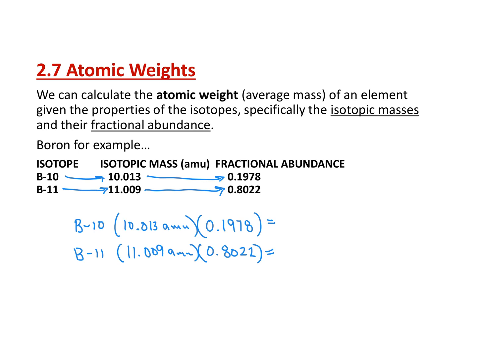So if I multiply 10.013 AMU by 0.1978, I see that the weight contribution from boron 10 is approximately 1.9806 AMU. Do the same calculation for boron 11 and I get a weight contribution of 8.8314 AMU. So I'm going to add those two together now to get the overall weighted average of this sample, approximately 10.8120 AMU.